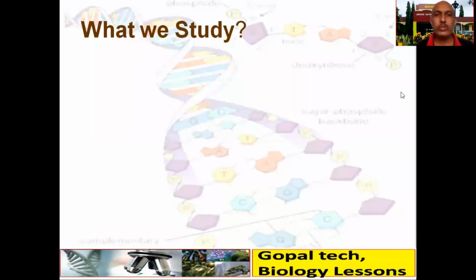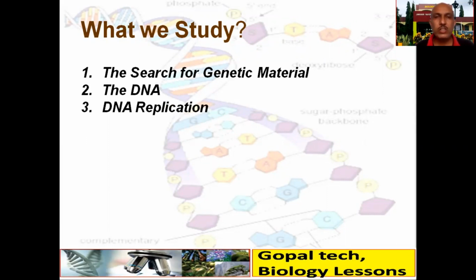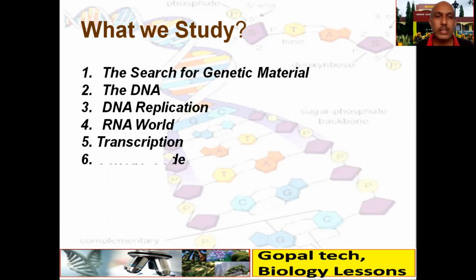Now what are we going to study in the chapter? The search for genetic material. Then DNA, structure of DNA, DNA replication, how the DNA makes its own copies. Then the world of RNA, that is different types of RNA and their main functions in our genetic system. Then transcription, that is synthesis of mRNA from the DNA.